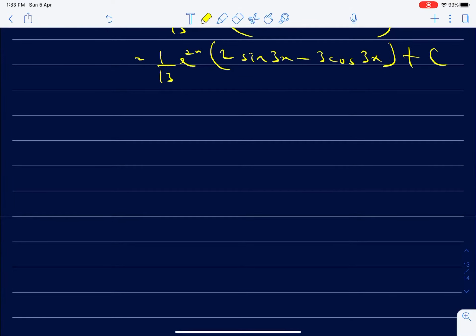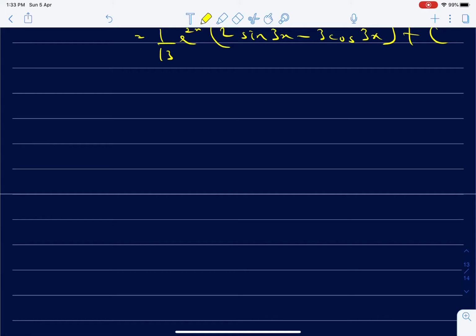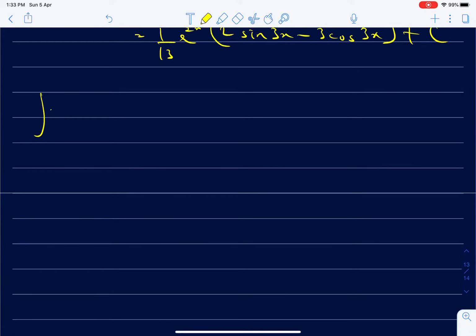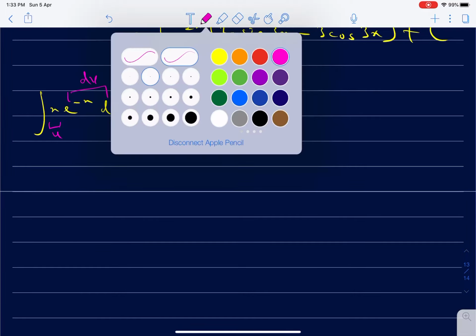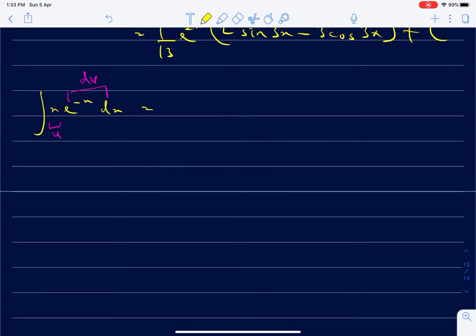What are we taking next? Let's take this, evaluate the integral of x e raised to the power minus x dx. Integration by parts is also the technique that's appropriate here. Let's call this u and this dv. So that means uv, which is x multiplied by the integral of e raised to the power minus x, which is minus e raised to the power minus x, minus the integral of v, which is minus e raised to the power minus x du, which is dx.